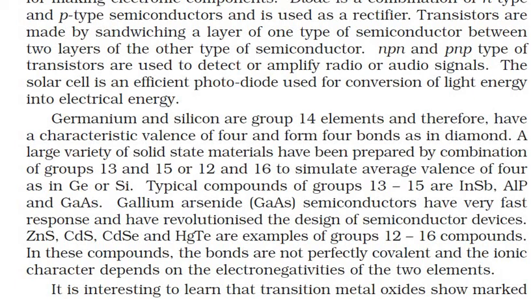Arsenic is being added to gallium, okay, and it is used as a very fast response material and revolutionized the design of semiconductor devices. ZnS, CdS, this is cadmium sulfide, cadmium selenide, HgTe are the examples of these group 12 to 16 compounds. So these are the typical examples.